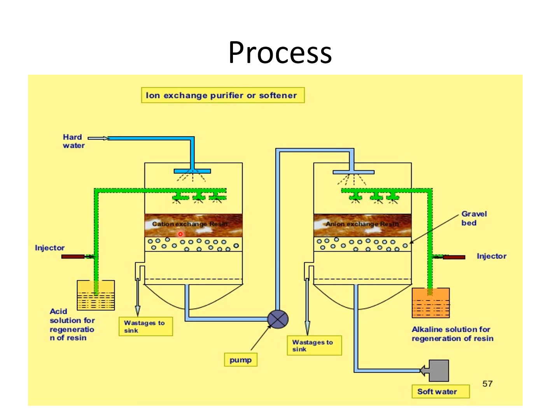In order to regenerate cationic exchange resins, we spray acid. In order to regenerate anionic exchange resin, we spray alkali. Okay, this is about the ion exchange process.